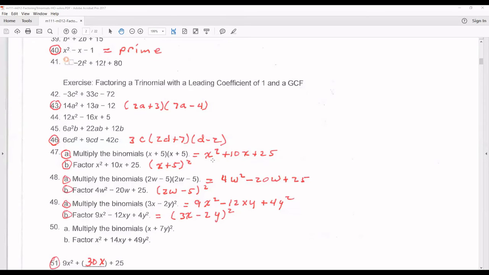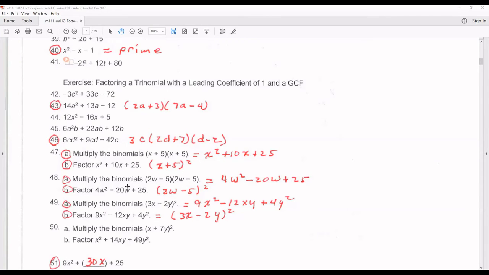47a. We FOIL these and we get x squared plus 10x plus 25. Or you could use first term squared plus 2 times first times last plus last term squared. Either way. That's rule A. Question B. Now they're asking you to factor this answer, which goes back to what it started.